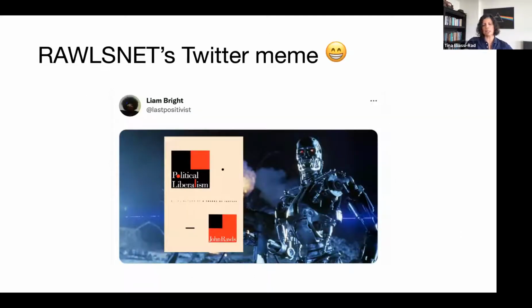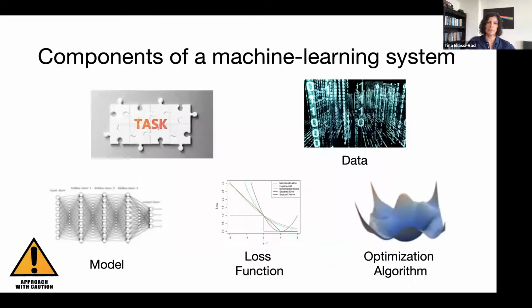Since I am a data miner as well, and data miners are really good at coming up with names, we named the system Rawlsnet, and we were able to achieve a Twitter meme, which is what you want for any paper, where we married John Rawls's political liberalism with Terminator.